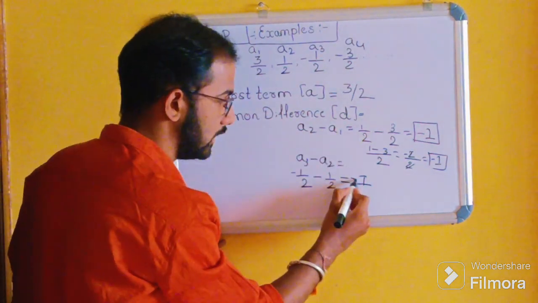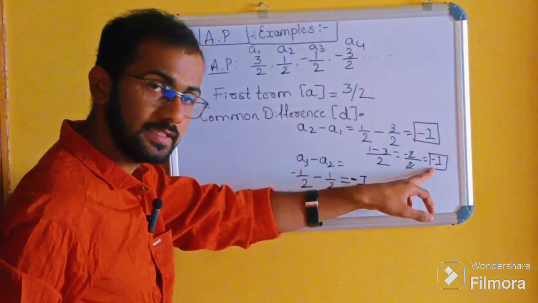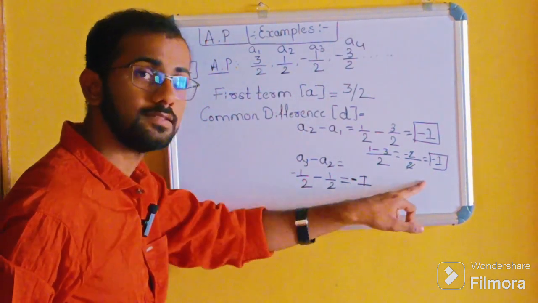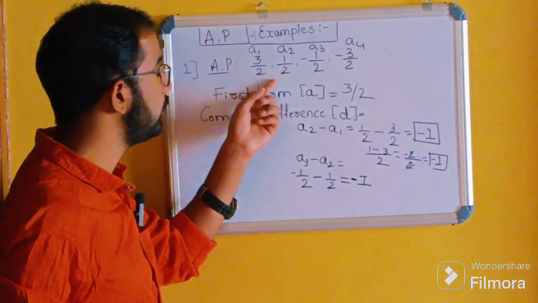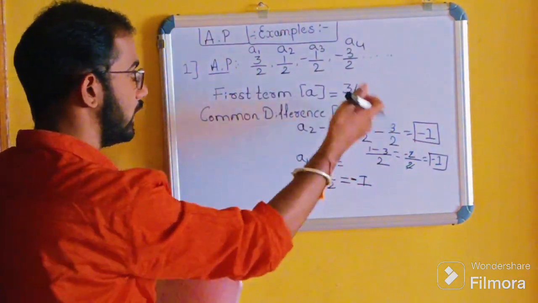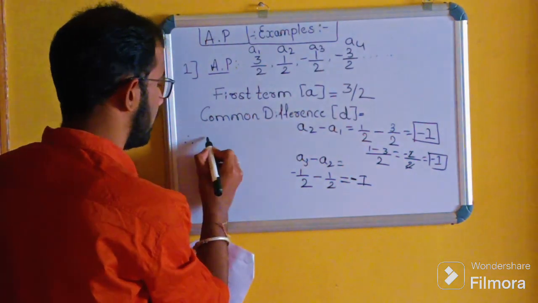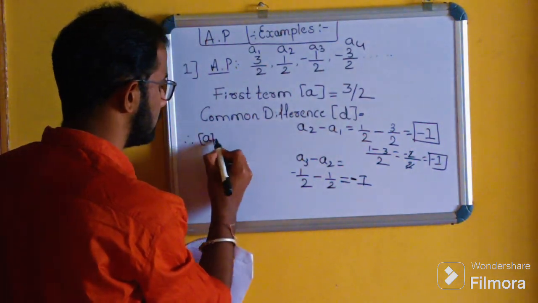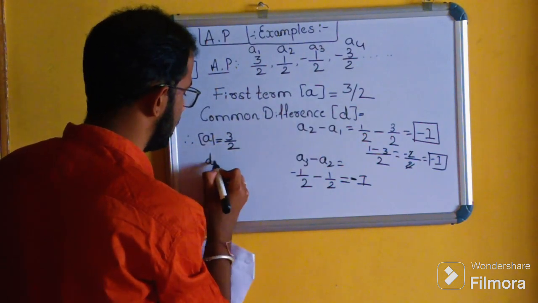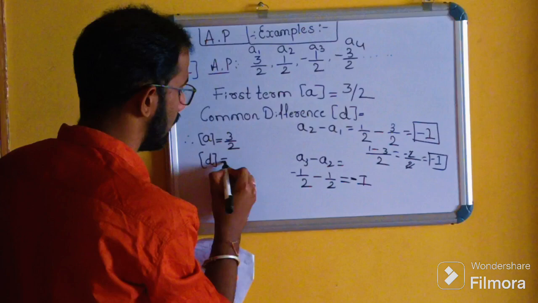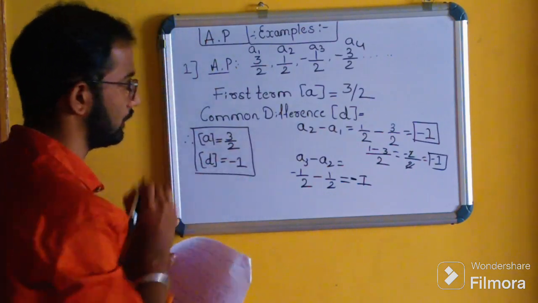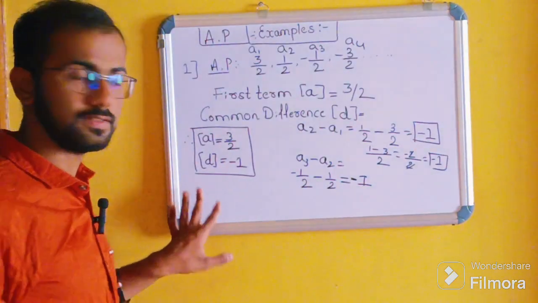It is minus. Here the fixed number, the common difference, -1 is fixed. It is a constant between any two numbers. Hence it is an arithmetic progression. So here, therefore, the first term is 3 by 2 and the common difference D is -1. This is the answer of the first question.